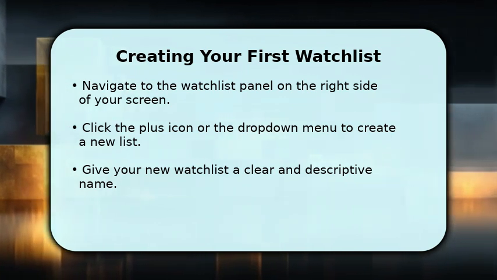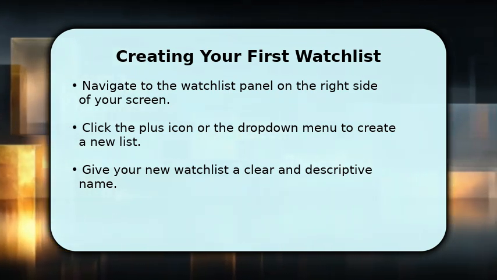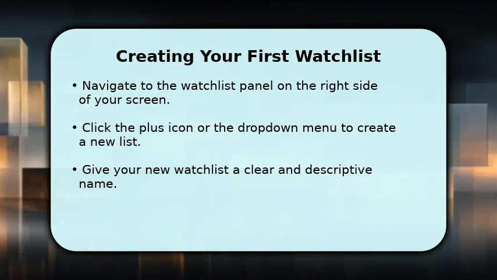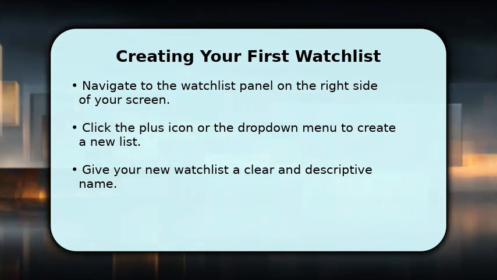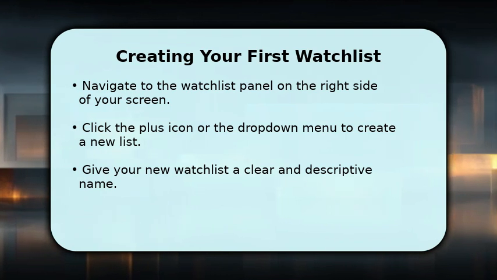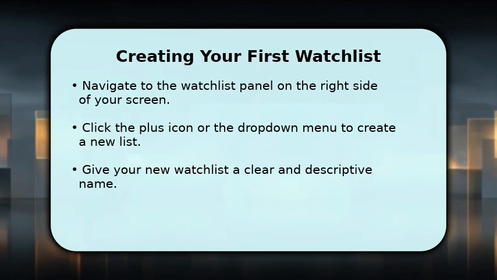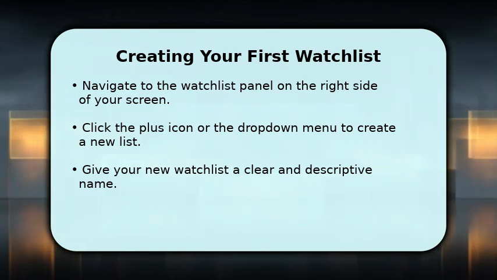To begin, locate the watchlist panel, typically found on the right-hand side of your TradingView interface. Once there, you will see an option, often a plus icon or a drop-down menu, to create a new list. Select this option, and a prompt will appear asking you to name your new watchlist. Choose a name that clearly reflects its purpose, such as My Favorite Stocks or Crypto Portfolio, then confirm your selection.